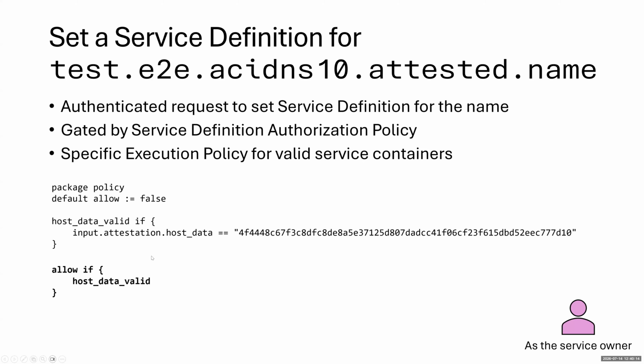So it just says you get to call your service this, or it gets to be an instance of that, if its host data and the attestation is exactly this. And obviously it does need to match the platform policy that we set up earlier, right?